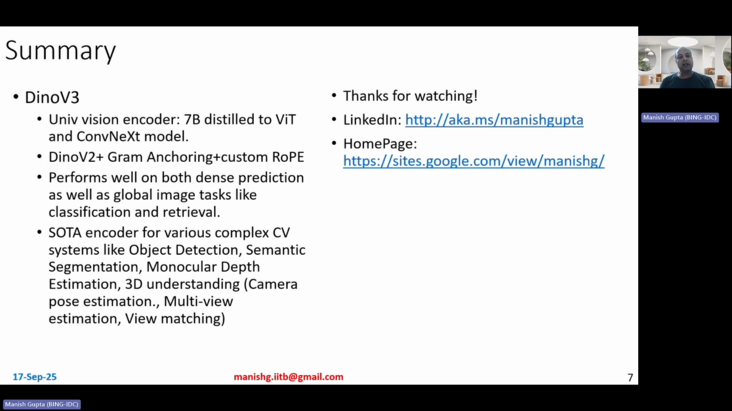Okay. It performs really well on both dense prediction tasks as well as on global image-based tasks like classification and retrieval. It is a state-of-the-art vision encoder today for various complex computer vision systems like object detection, semantic segmentation, monocular depth estimation, 3D understanding, including camera pose estimation, multi-view estimation, view matching, satellite image analysis, and so on.